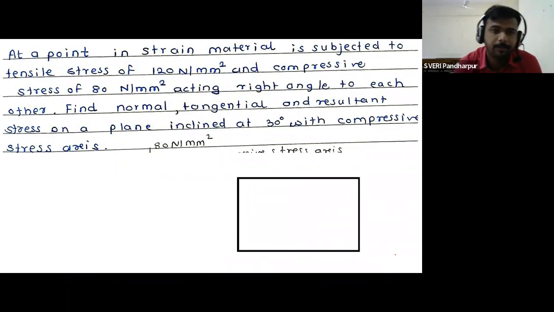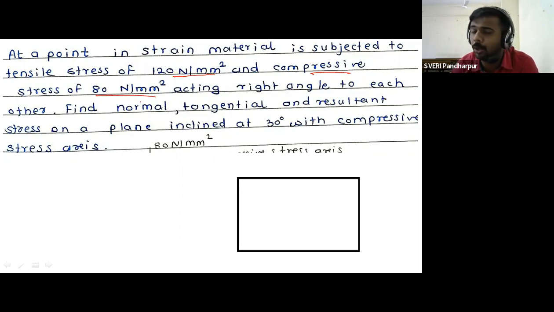So the next problem: at a point in a strained material is subjected to tensile stress of 120 Newton per mm square and compressive stress of 80 Newton per mm square acting at right angle to each other. So whatever the strained material is there, it is subjected to the two stresses. One is tensile, another is compressive. So tensile stress is given 120. Compressive stress is given 80 Newton per mm square.